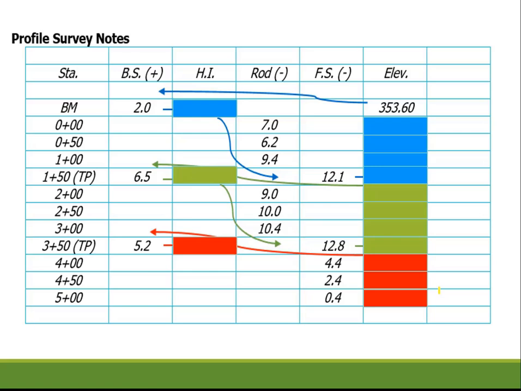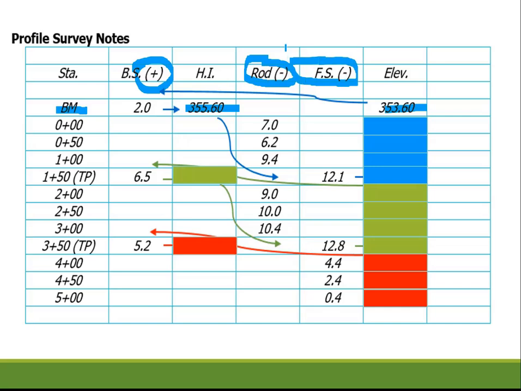So we have a benchmark starting elevation, right? We add the back sights, that's highlighted, and so we add that, gives us the height of instrument, and then we proceed to subtract these rod readings. In this case, rod reading and foresight, they actually could go in the same column, but it's simpler when we're doing profiling to sort of separate all those rod readings from the foresight, which was really used to establish the next turning point. That's why it's in this part of the column.